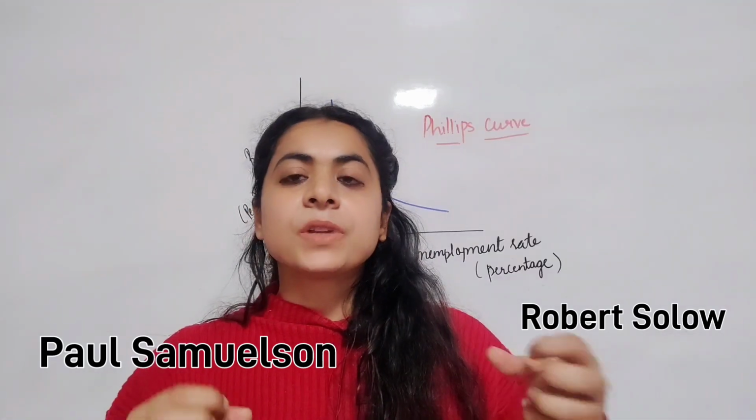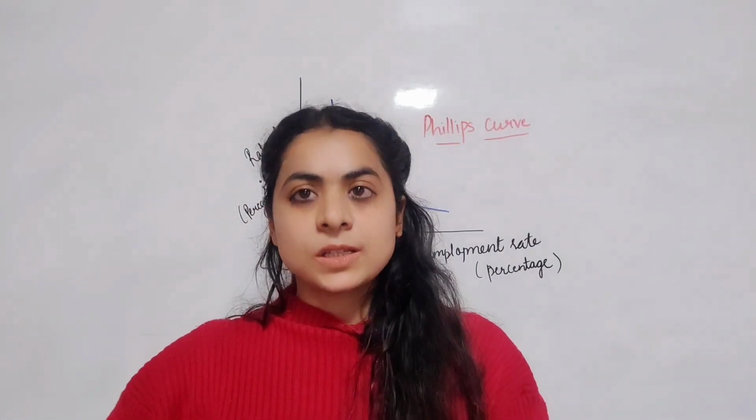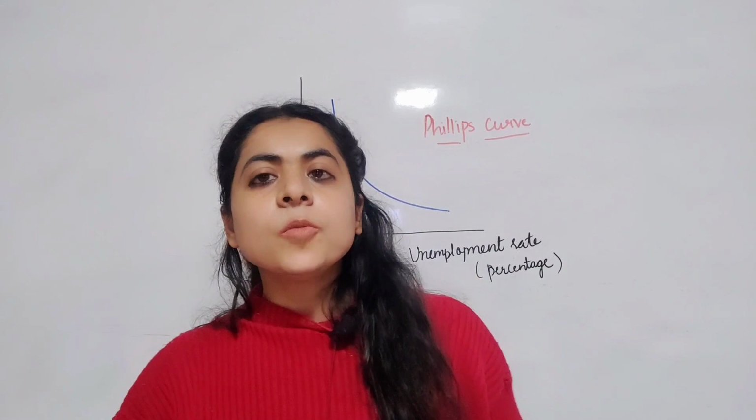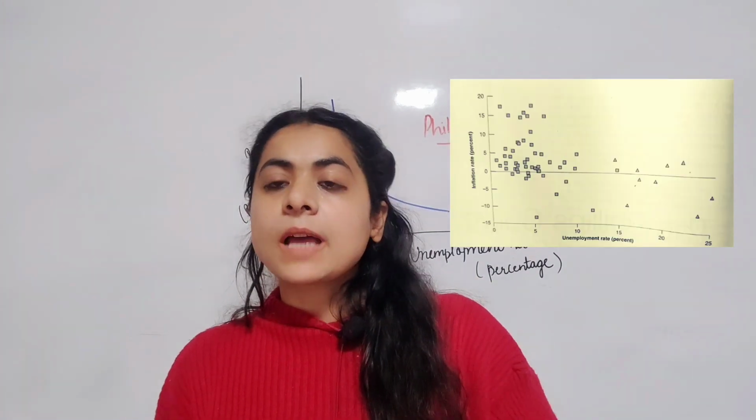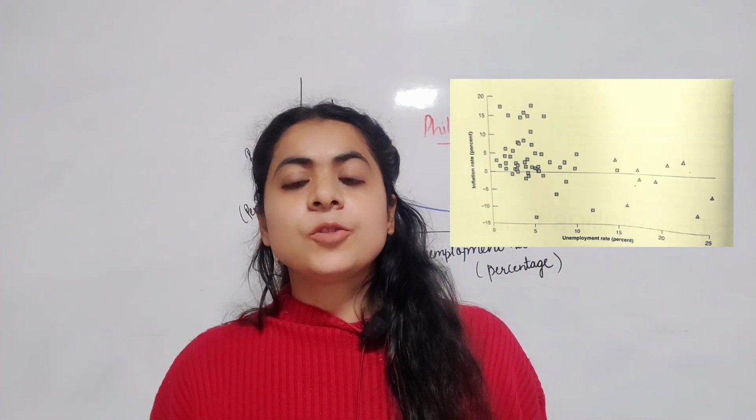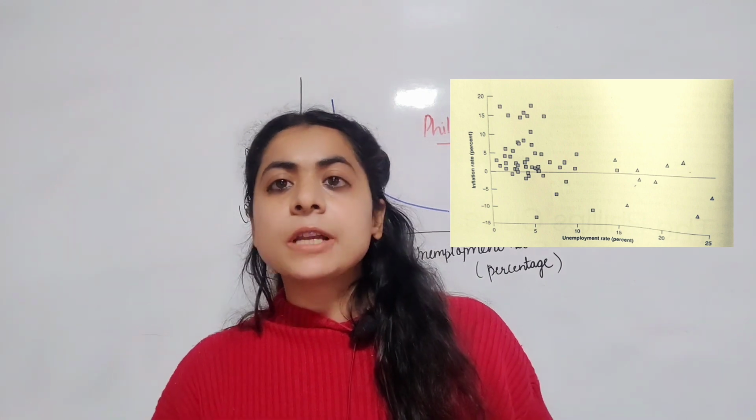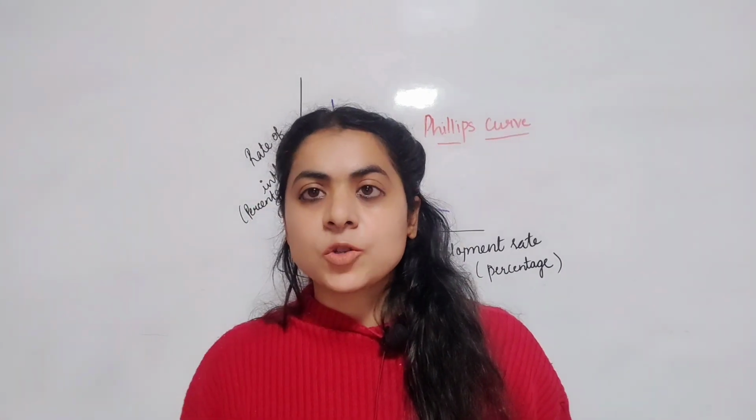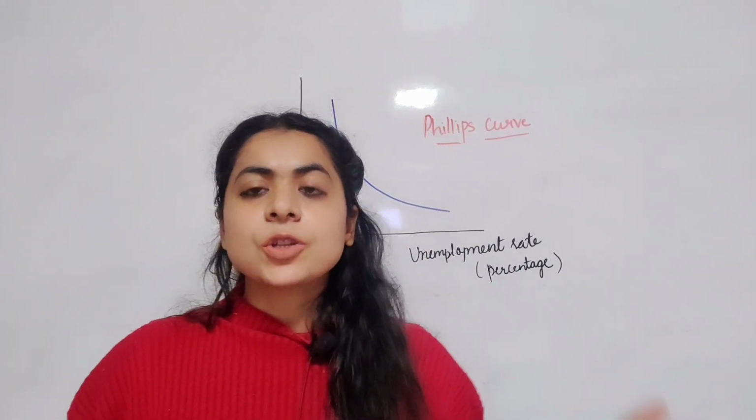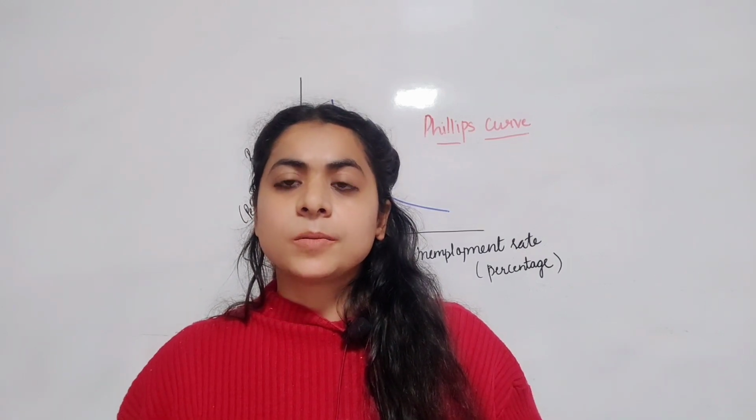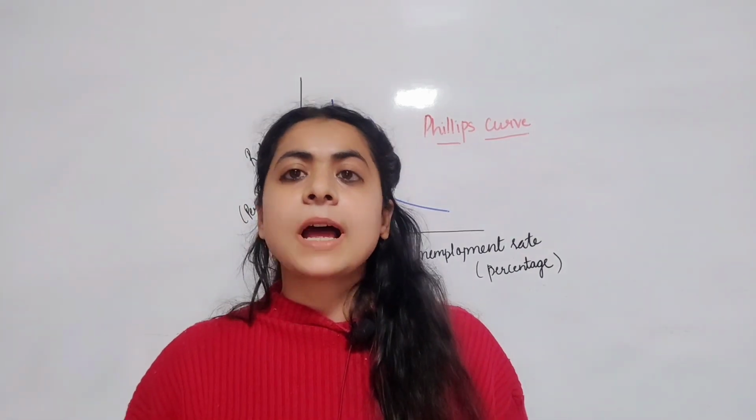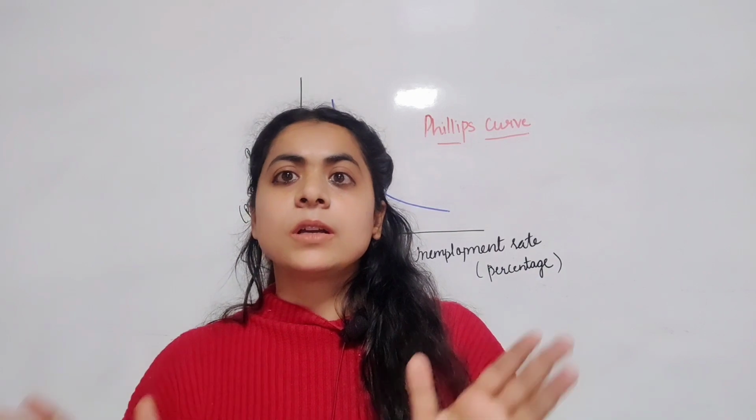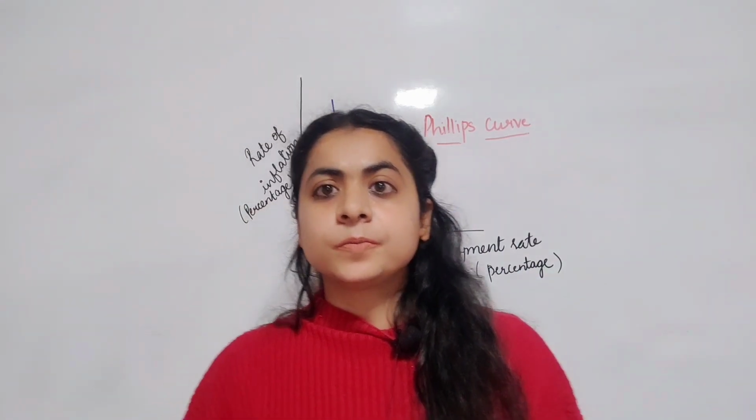Two years later, two US economists, Paul Samuelson and Robert Solow, replicated Phillips' exercise for the United States using data from 1900 to 1960. Apart from high unemployment during the 1930s, as shown here, there also appeared a negative relation between inflation and unemployment. This relation between inflation and unemployment was labeled by Samuelson and Solow as the Phillips curve.